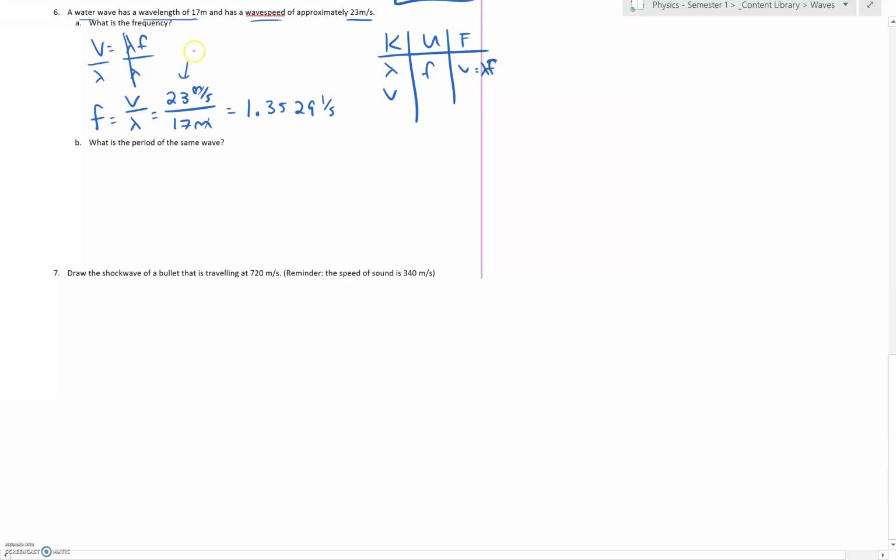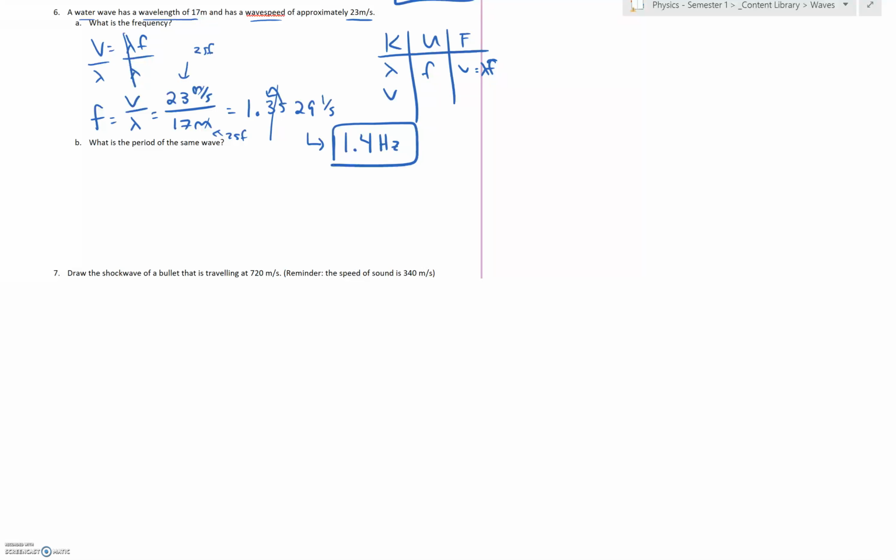But if I do my sig figs, both of these values have two significant figures. So that means my answer has to come down to 2, which means that I have to round a little up. And so I get that the final answer is 1.4 hertz. Please report the final value of frequencies in hertz. Don't write 1 over seconds, which means that there are about 1.4 waves per second.